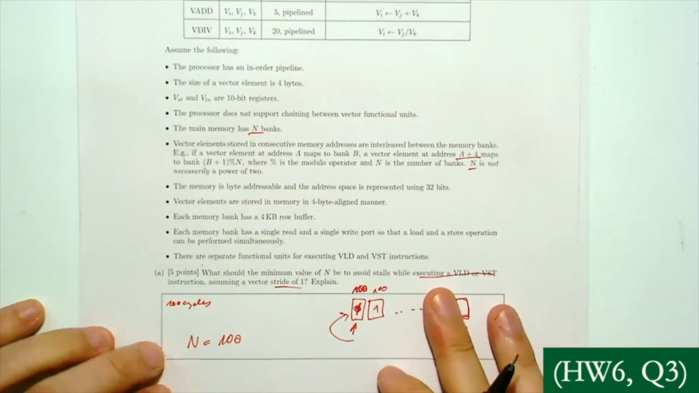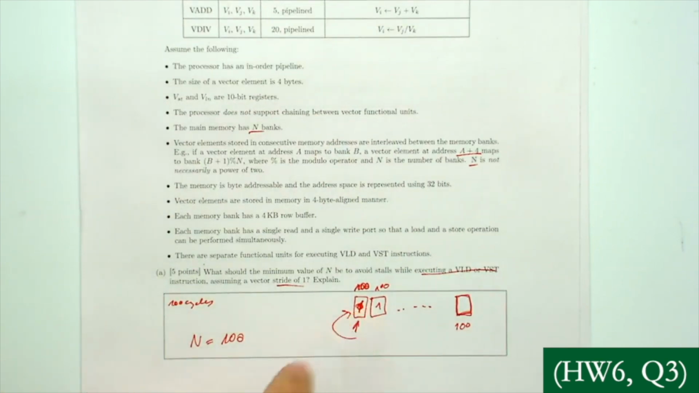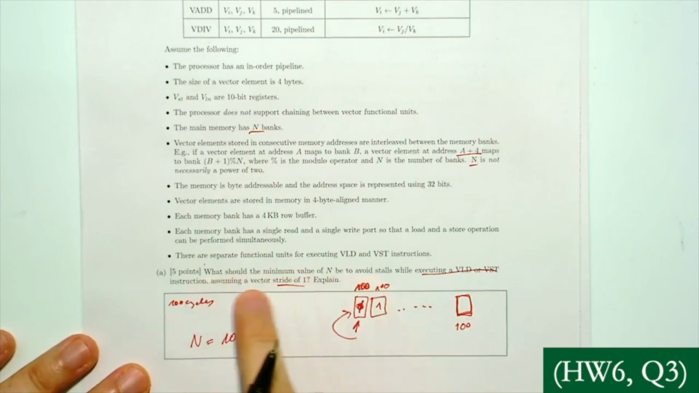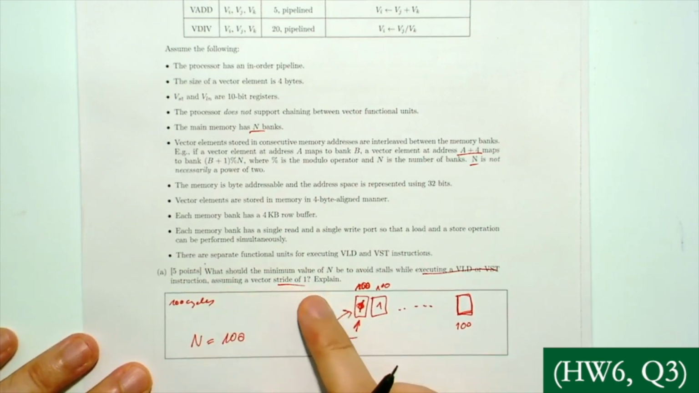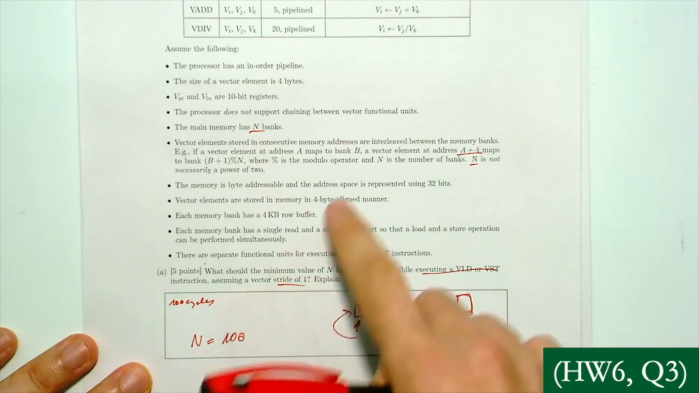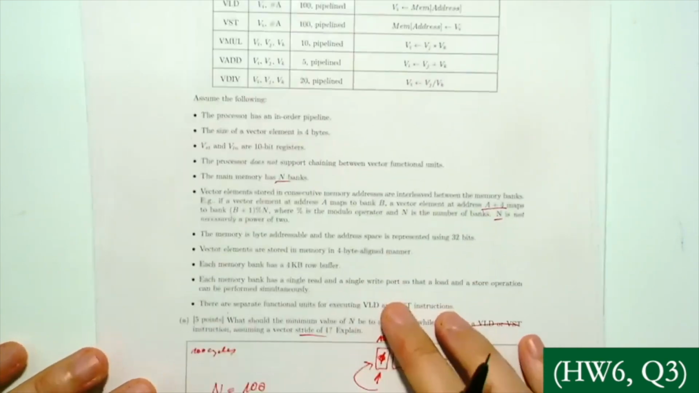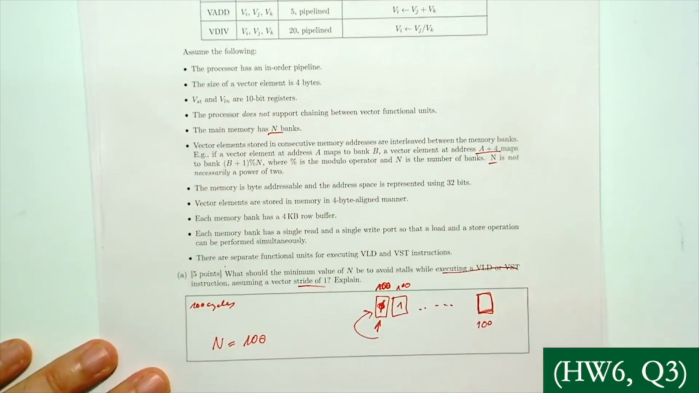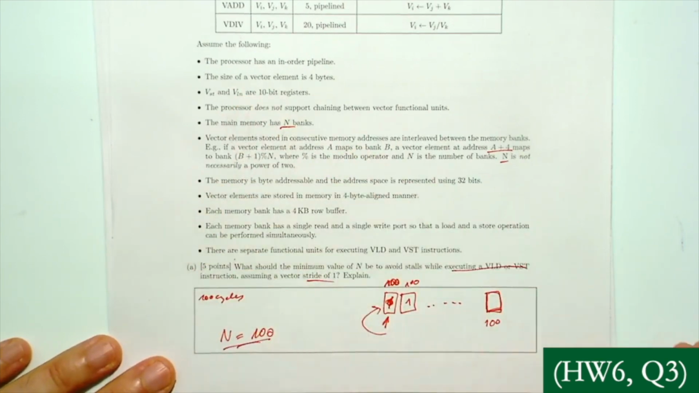Notice that if you have, for example, a vector length smaller than 100, we could have fewer banks without stalling. But here we have to assume that the vector length can be any length. So in the worst case, it's 10 bits, as we saw here, so it can be more than 1,000 vector length. We have to assume that in the worst case. So 100 is the correct answer.